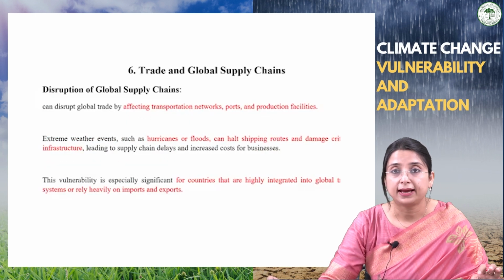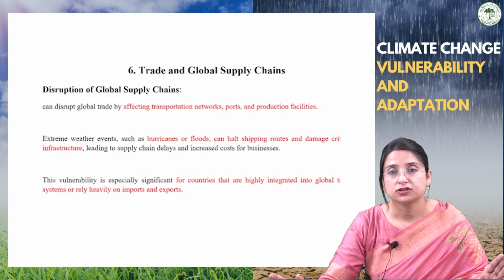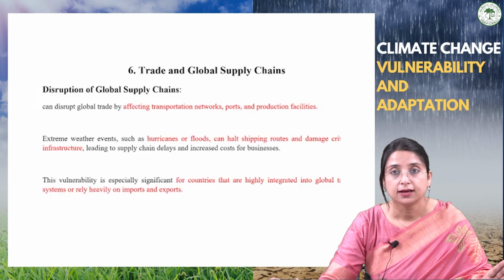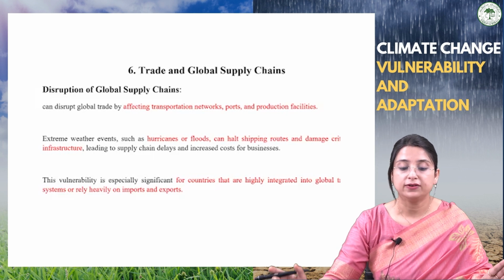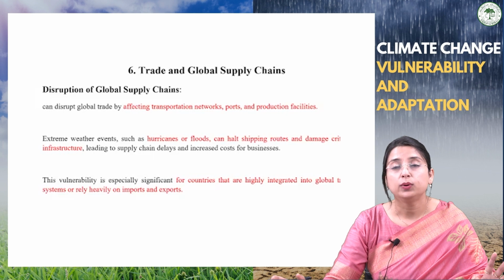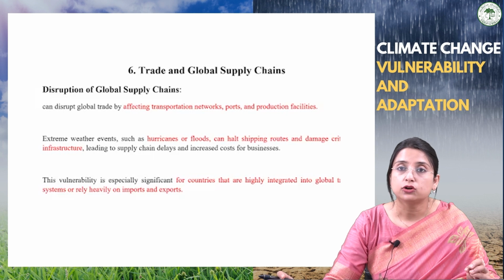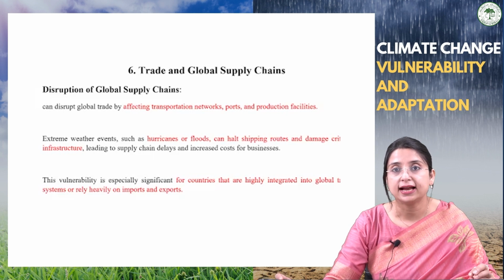Trade and global supply chains are also very much vulnerable. Economic vulnerability can be seen in the disruption of global supply chains. If the infrastructure gets damaged, that will affect the transportation network, ports, or production facilities, maybe due to certain events like hurricanes and floods, which can also halt the shipping routes and damage critical infrastructure. This will lead to delays in the supply chain, and thus the cost of the products may increase.